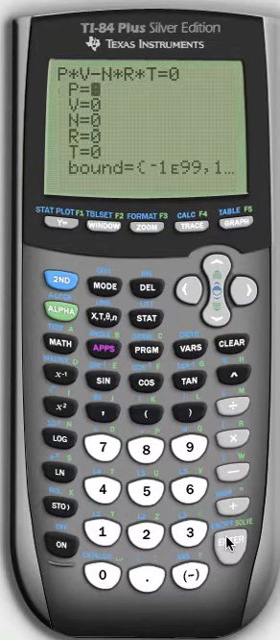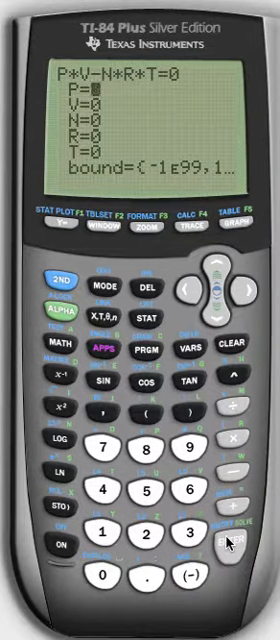Now when I hit enter, what happens is I get a list of variables here. All of them are set equal to 0 here below the equation. And then below that, I have a boundary set up, which means where is it going to search for values? The default is -1 to the 99, or -1 times 10 to the 99 to +1 times 10 to the 99, which is pretty much the limit of the calculator's capability.